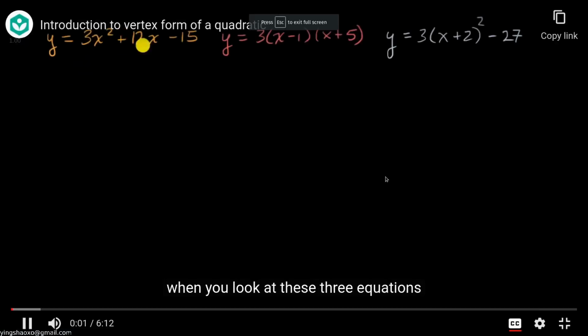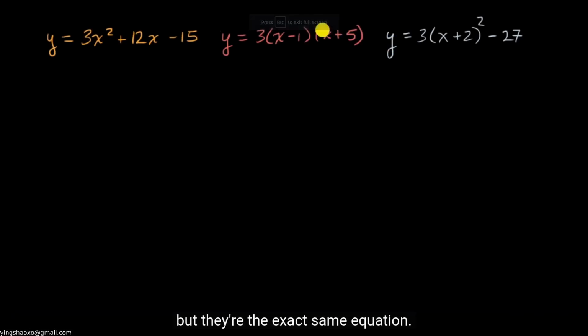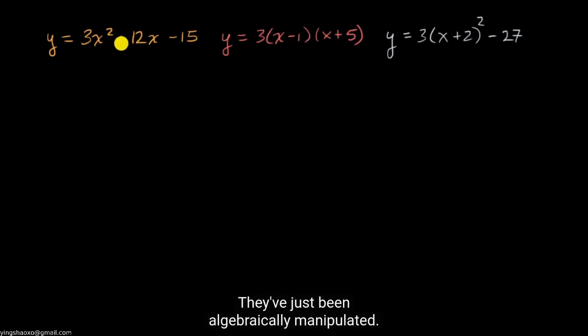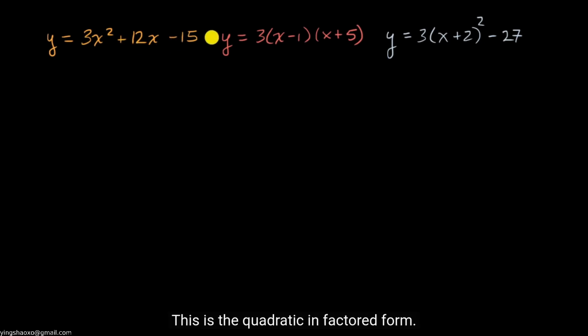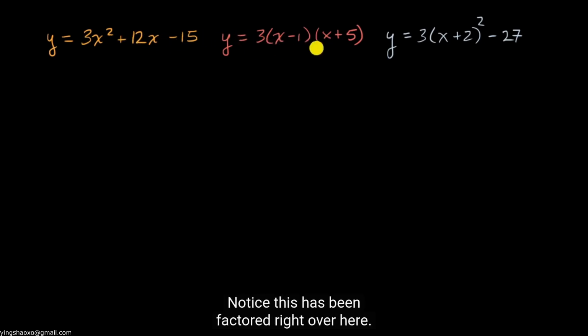It might not be obvious when you look at these three equations, but they're the exact same equation. They've just been algebraically manipulated. They are in different forms. This is the equation in what is sometimes called standard form for a quadratic. This is the quadratic in factored form. Notice this has been factored right over here. And this last form is what we're going to focus on in this video.